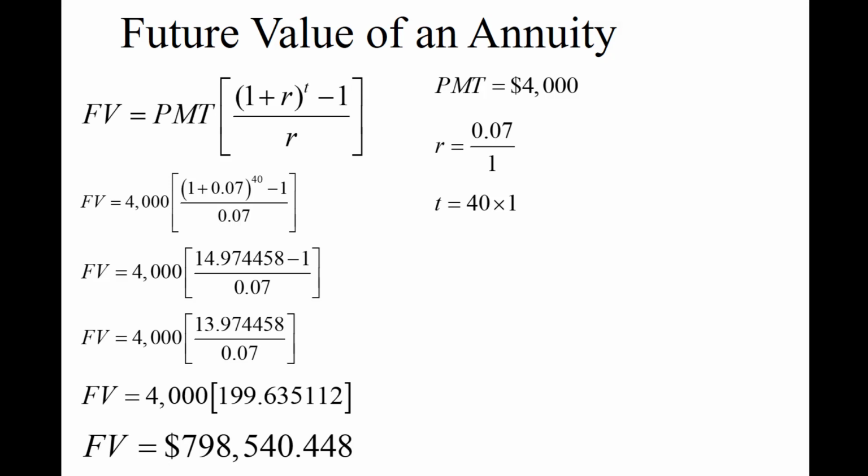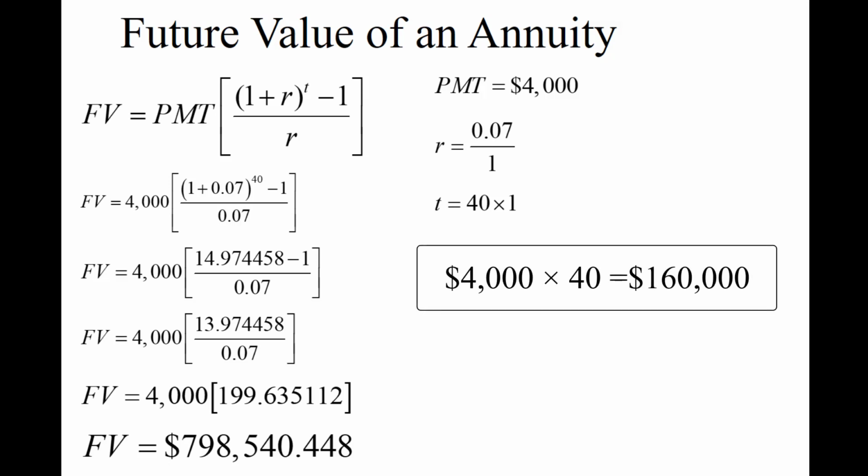This means that if you were able to save $4,000 at the end of each of the next 40 years, and earn 7% per year until retirement on all of the money that you have saved, at the end of the 40th year, you would have $798,540 and about 45 cents.